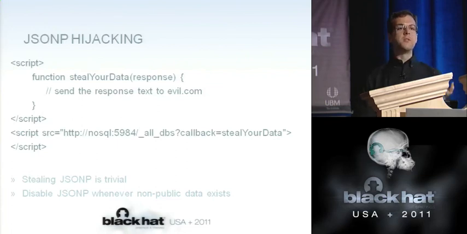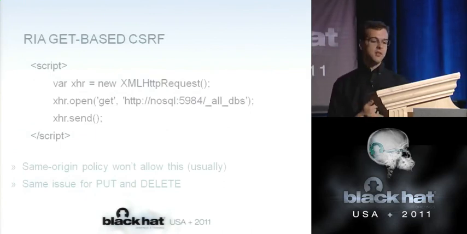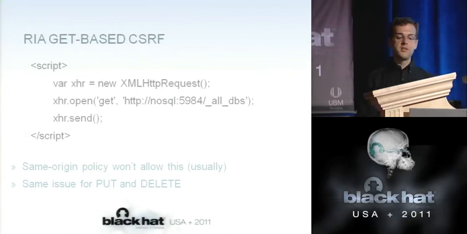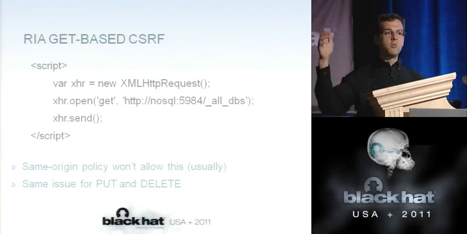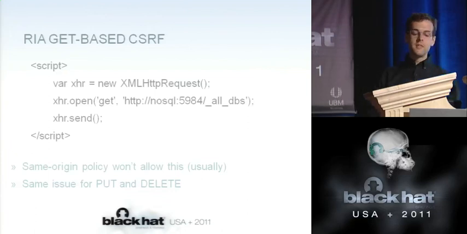All right, so let's assume that you've done this. What other ways can we do request forgery attacks? Well, we've got RIA-based, GET-based CSRFs. So I'm going to use AJAX in this case. I'm going to new up an XMLHttpRequest. I'm going to have it call the GET to NoSQL 5984 and send that. And then when that's done, the callback I specify will fire, and I'll read that data, and I'll send it back to myself. And I can use this not just for GETs. I can use this for PUTs and POSTs and DELETEs and everything.